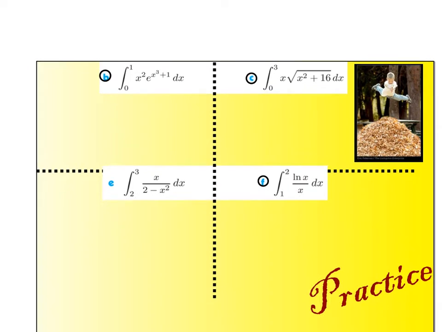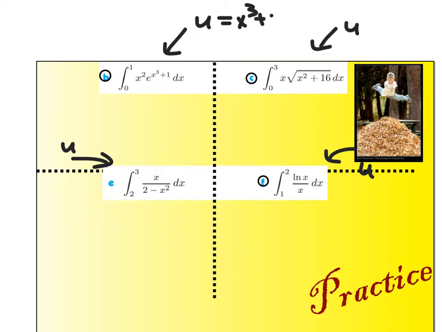Okay, so basically what you're going to do here is you're going to be using methods of integration that we've used so far. So here, I see it right now, it's going to be u sub. Here, u sub. Here, boy, that's actually going to be u sub as well. And here, u sub as well. So here I would call u x cubed plus 1. Here I would call u x squared plus 16. Here I would call u 2 minus x squared. And here I would call u natural log of x.